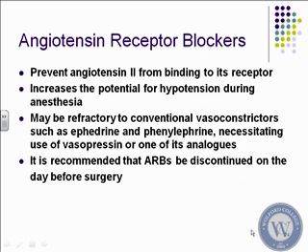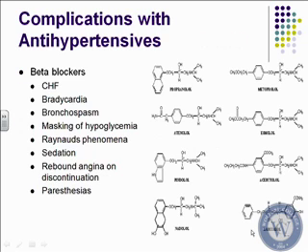Angiotensin receptor blockers prevent angiotensin II from binding to its receptor. It increases the potential for hypotension. It may be refractory to conventional vasoconstrictors such as ephedrine and phenylephrine, and necessitates the use of vasopressin or one of its analogs. So again, I'm telling you, you don't want to be using vasopressin. That's not a joke drug. But if you have to, that's one of the things that we're actually having to pull out. It's recommended that ARBs be discontinued on the day before surgery. So we're actually now beginning to stop giving these drugs. If you read this literature before, they would tell you to continue all these antihypertensives until recently, when we're starting to see a lot of problems with it.